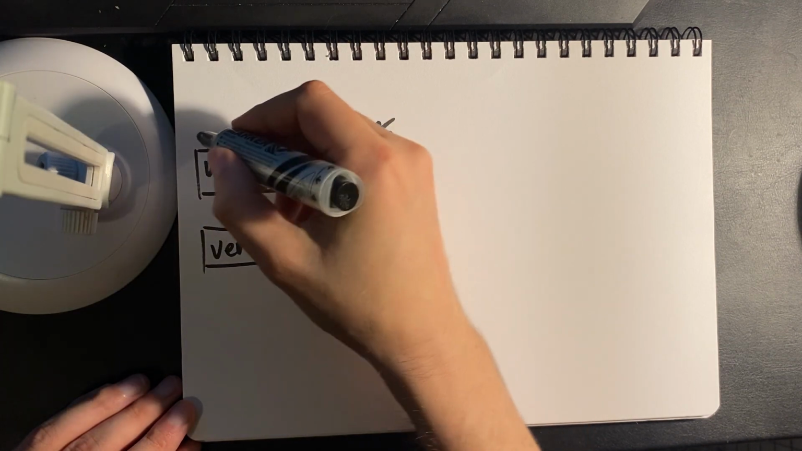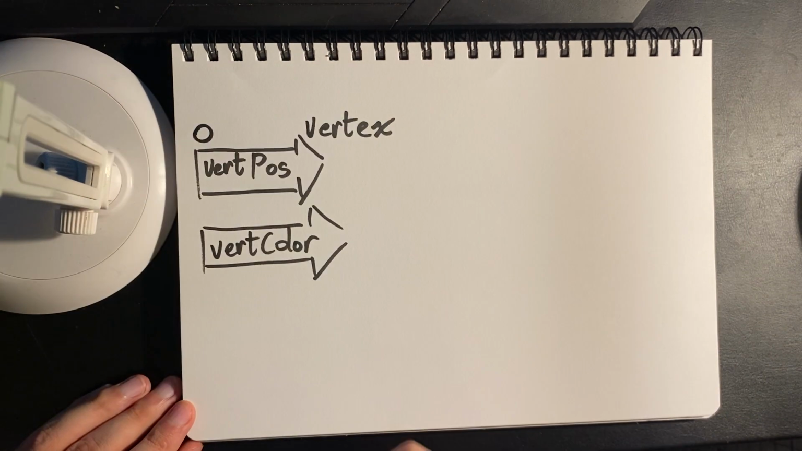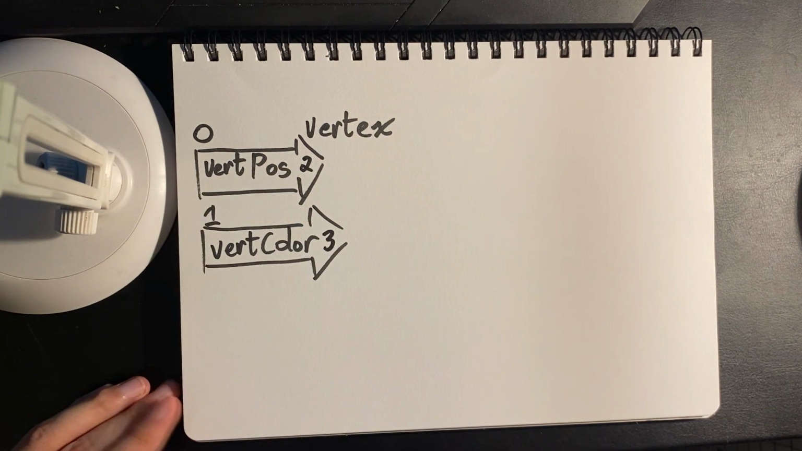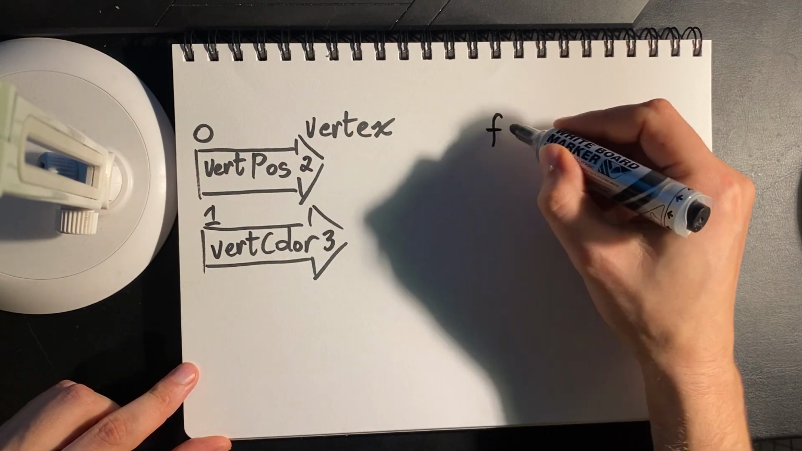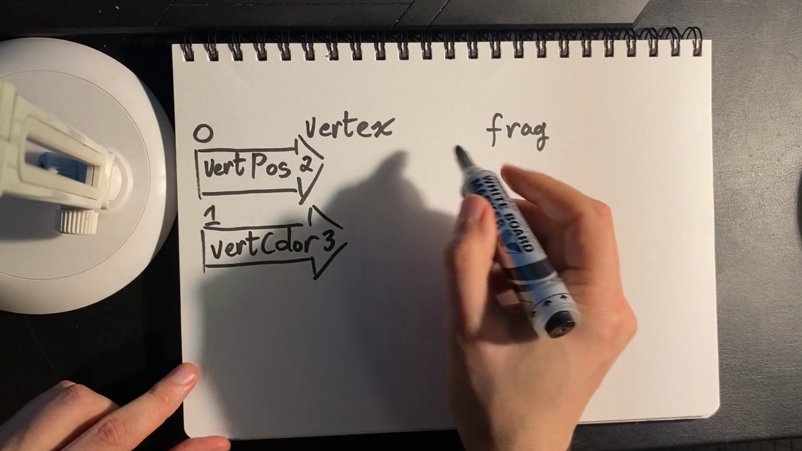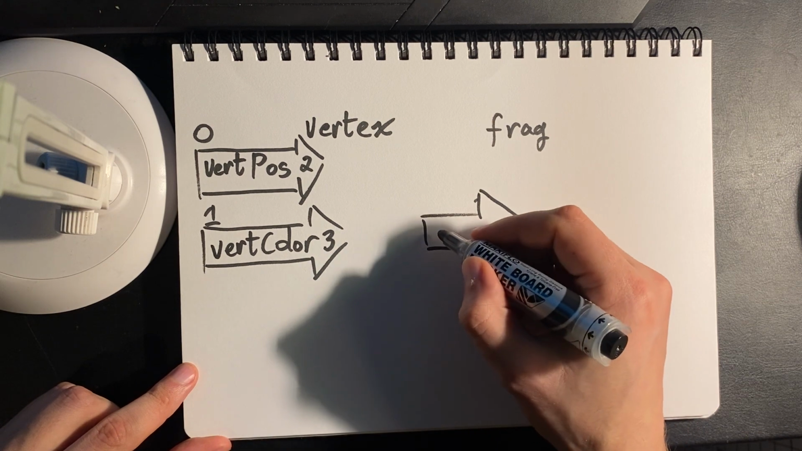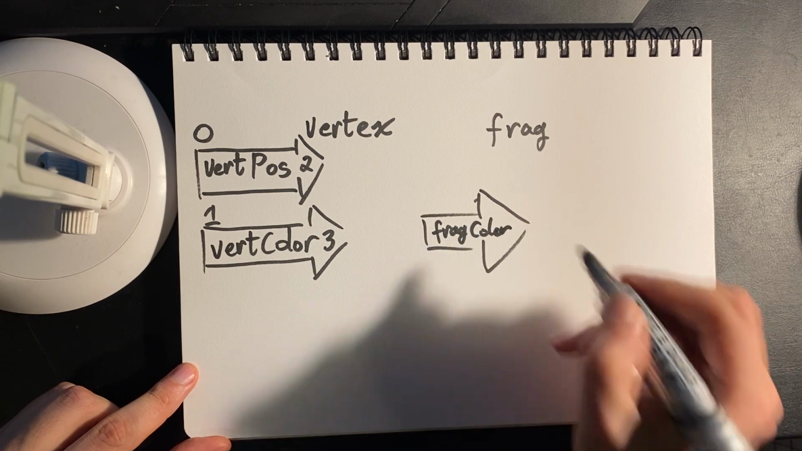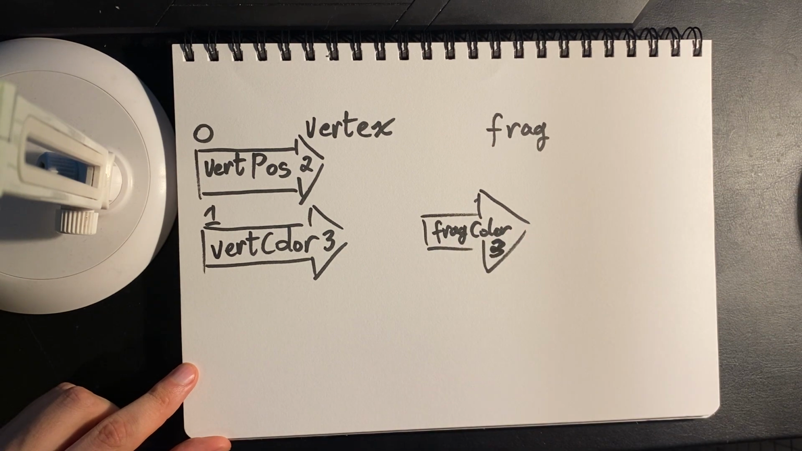Okay. And I'm going to label these just to help. So I'm going to call this attribute 0. I'm going to call this attribute 1. Again, this is a vec2. This is a vec3. I guess if it helps. And then what we're going to do is we're going to have the fragment shader. And then, well, the vertex color will just go across, and I'll call that frag color. Again, that will be a vec3, no modification.